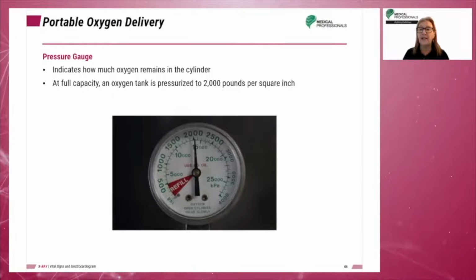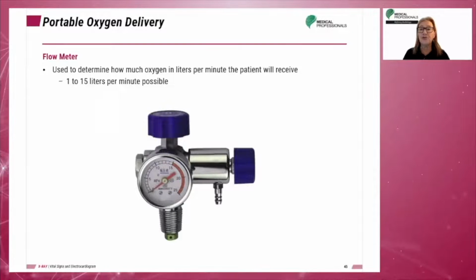At full capacity, an oxygen tank is pressurized to 2,000 pounds per square inch. When the gauge indicates a pressure of 500 pounds per square inch, 1/4 of the tank's capacity for oxygen remains. At a reading of 200 pounds per square inch, the tank is nearly empty. The flow meter is used to determine how much oxygen in liters per minute the patient will receive. The meter rate can range from 1 to 15 liters per minute.